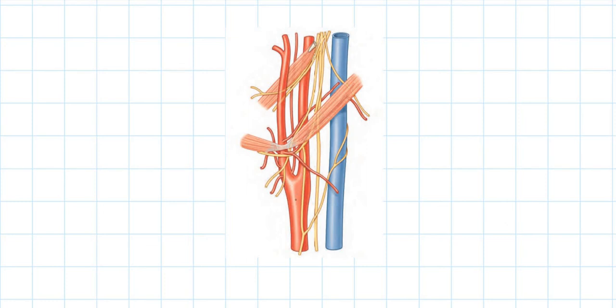Okay, and finally you can see this illustration where you can see the arteries. This is the common carotid artery, and you can see here the carotid body, and here the carotid sinus. This artery right here is the internal carotid artery, and this artery right here is the external carotid artery.